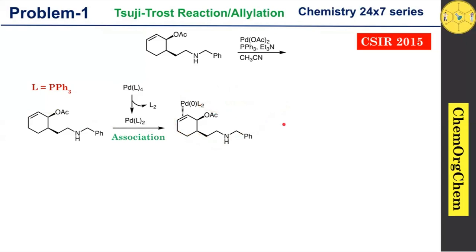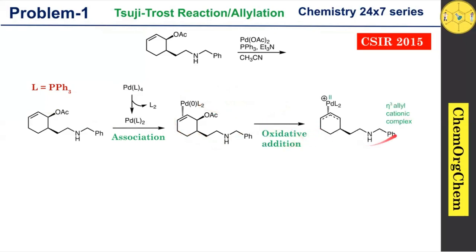So the next step of the reaction would be an oxidative addition, resulting in the generation of an eta-3 allyl cationic complex. The next step of the reaction would be a nucleophilic addition. Here you can see that this amine acts as a nucleophile. Therefore we can say that this is an intramolecular Tsuji-Trost allylation reaction.